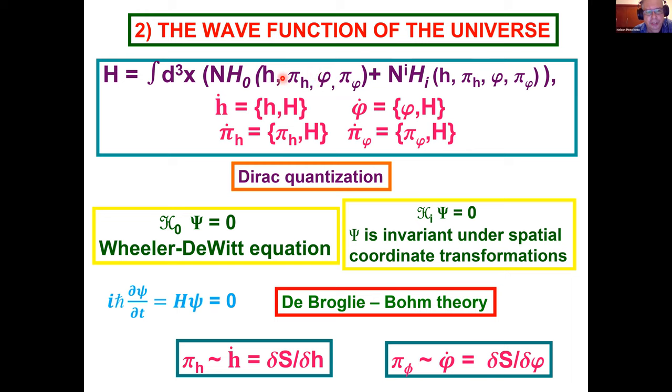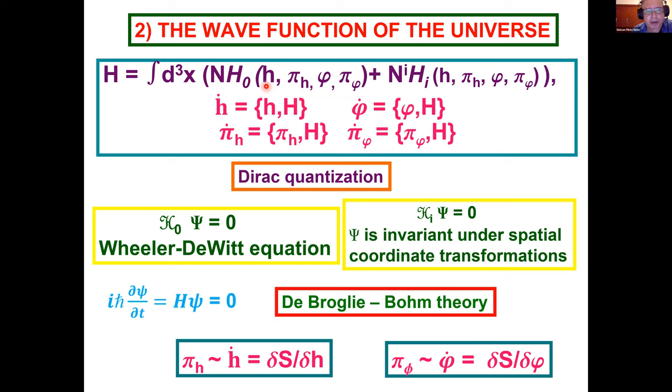Now the classical equations come from the Hamilton equations, in which the time evolution of H is given by the Poisson bracket between H and the Hamiltonian. The same thing for the matter fields, the same thing for the momentum, and the same thing for the momentum canonically conjugate to phi.